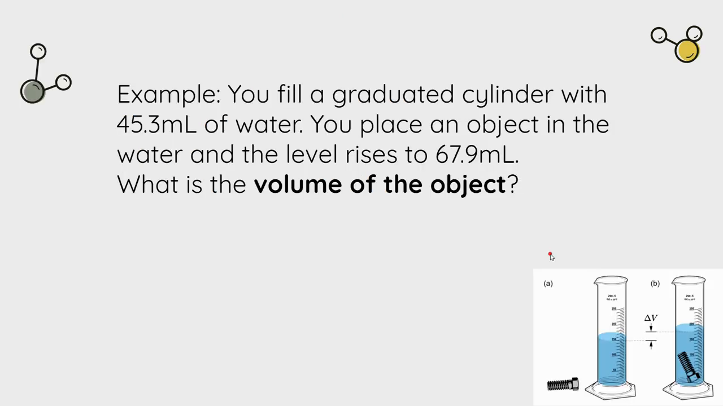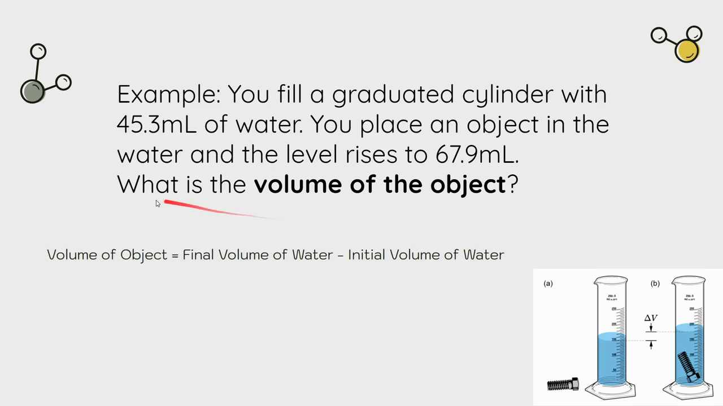Now let's go through an example problem. Let's say that I fill a graduated cylinder with 45.3 milliliters of water. That's my initial volume. I then place an object in the water and the level rises to 67.9 milliliters. In this example, I just want to know what is the volume of the object, not the water, but the object. Well, I know that the volume of my object is equal to the final volume of water minus the initial volume of water. In other words, how much the water rose.